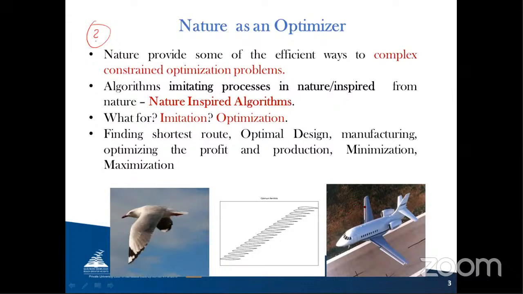So that is the reason why I have taken pains to tell you some examples, so that it will cultivate some sort of interest in your mind to look into these algorithms. The algorithms imitating processes in nature, which are inspired from nature, are called nature inspired algorithms. Maybe genetic algorithm, survival of the fittest algorithm, particle swarm optimization algorithm, ant colony optimization, ABC algorithm, gray wolf optimization algorithms. There are several algorithms. These are all nature inspired algorithms.